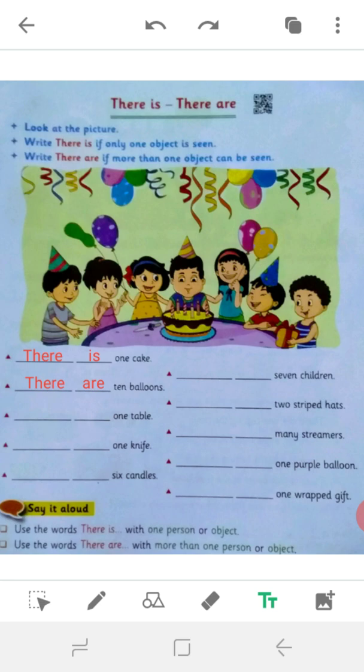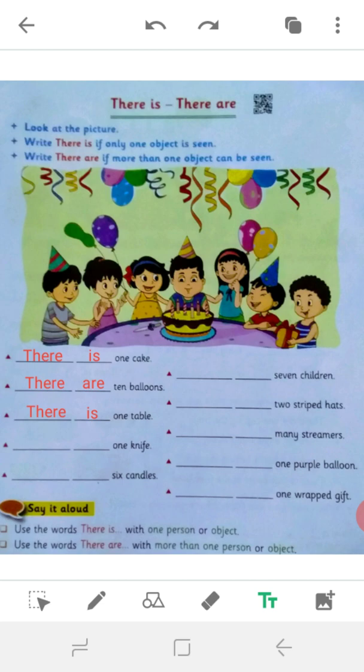Blank one table. Look at the picture. There is one table in the picture. So, we use there is. So, we will write there is in this blank. Okay. Read the sentence. There is one table. Okay. Next.